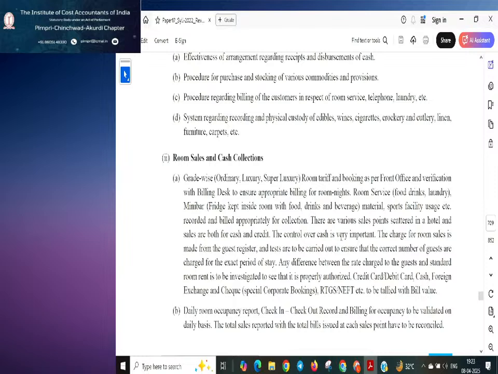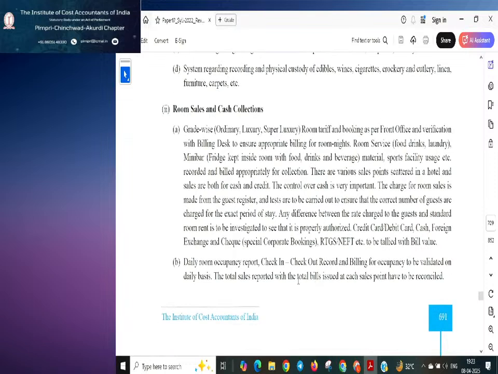Okay. Check-in and check-out records and billing for occupancy are to be validated on a daily basis. The total sales reported with total bills issued at each sales point have to be reconciled. Of course, this should happen on a daily basis. And how it is handed over to the next shift, because usually hotels work 24/7. It's not like there is always a holiday for them. So there'll be shifts. A person who is handing over his shift to another person should be careful about handing over the cash, getting it tallied and then handing it over. So all those processes should be followed and should be in place.